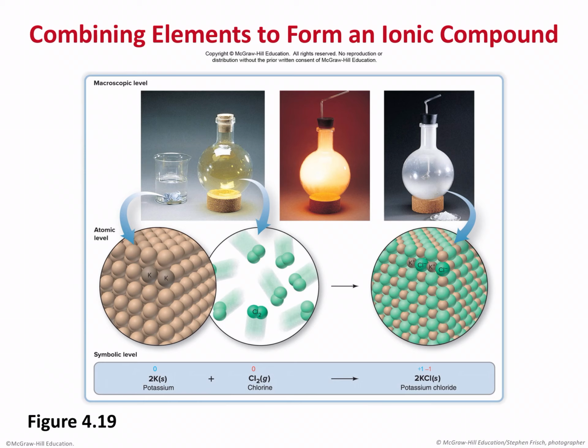Combining elements to form an ionic compound. So potassium with chlorine forming potassium chloride. So this is a combination reaction. To begin with, potassium is 0, and in potassium chloride, potassium is +1. So 0 to +1, potassium is undergoing oxidation. Chlorine, a diatomic molecule, is 0, and in potassium chloride, it's -1. So the oxidation number decreases by gaining electrons. So chlorine is undergoing reduction. Okay, so since the numbers change, it's a redox reaction. If the oxidation numbers don't change, then it would not be a redox reaction.